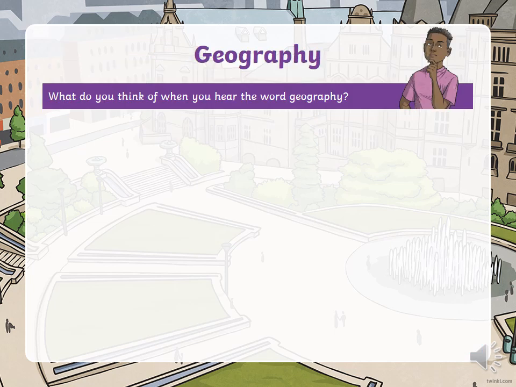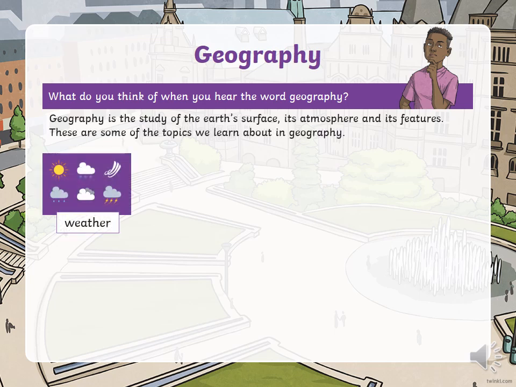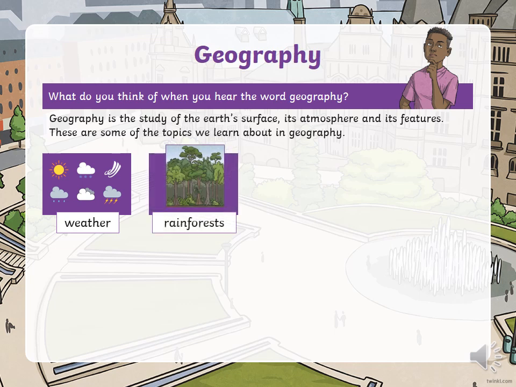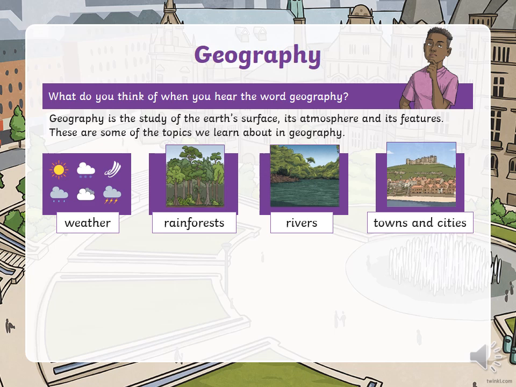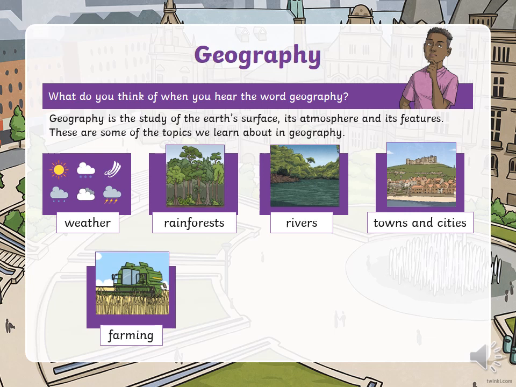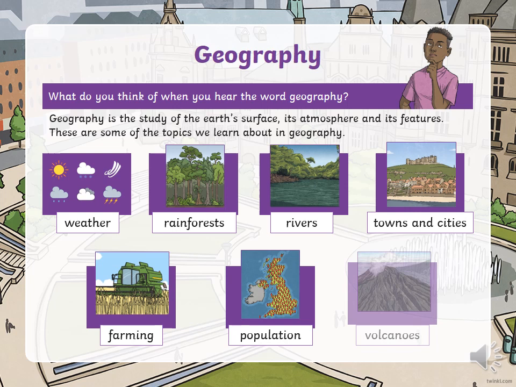So when you think about, what do you think of when you hear the word geography? You might think of things like weather. You might think of different areas of land. You might think of studying rainforests or rivers, or even different towns and cities and the countries and continents they're on. You might think about what a land is used for, farming, how many people live in a country, its population, or you maybe even think of different features like volcanoes and things like that. So you may have other things that you think of for geography, but these are some of the things that I know will have come up.